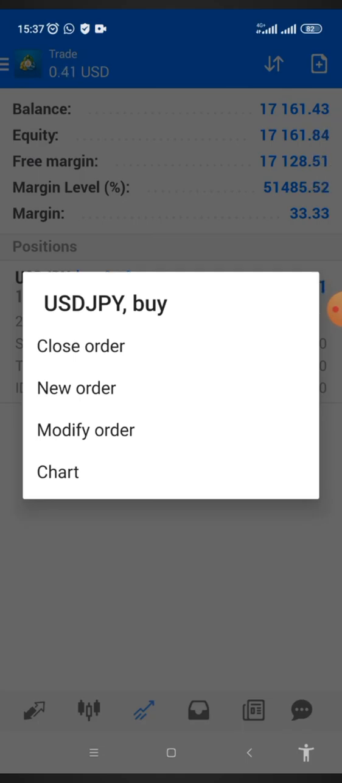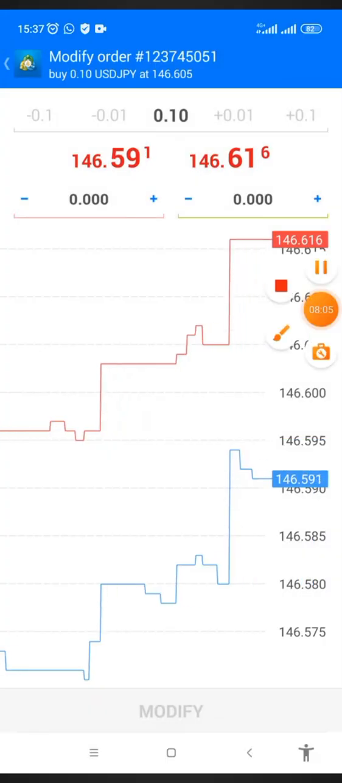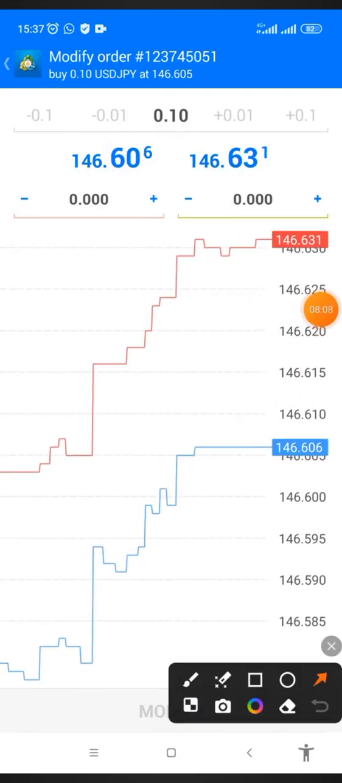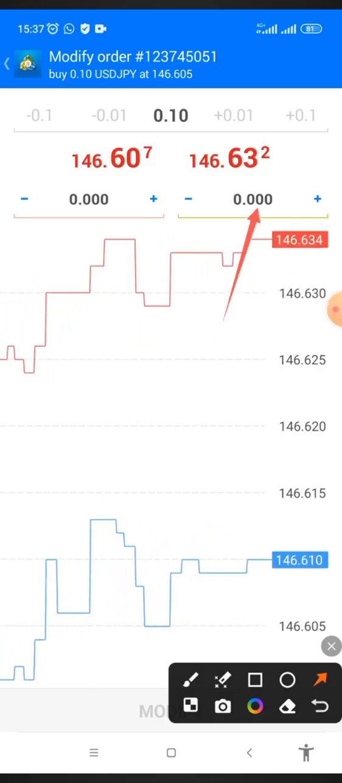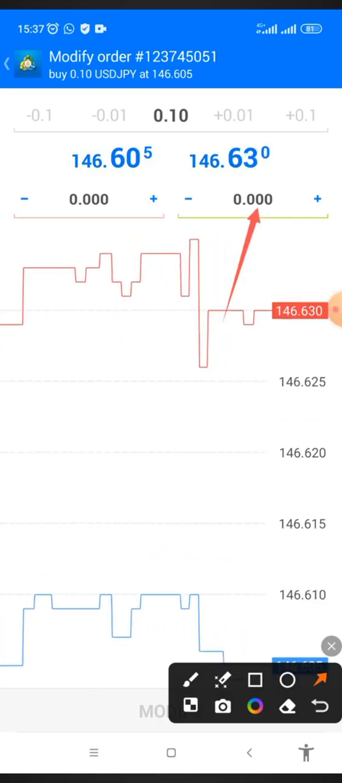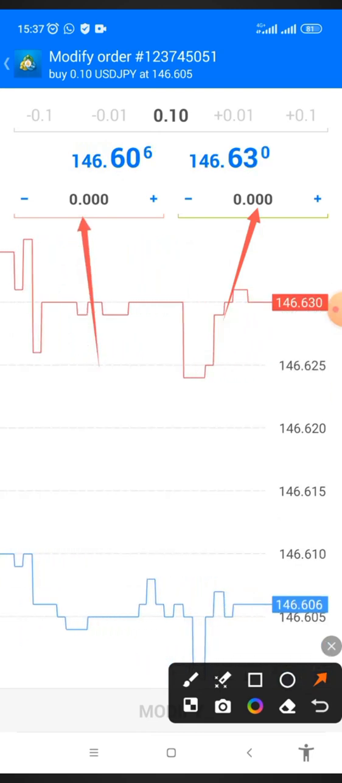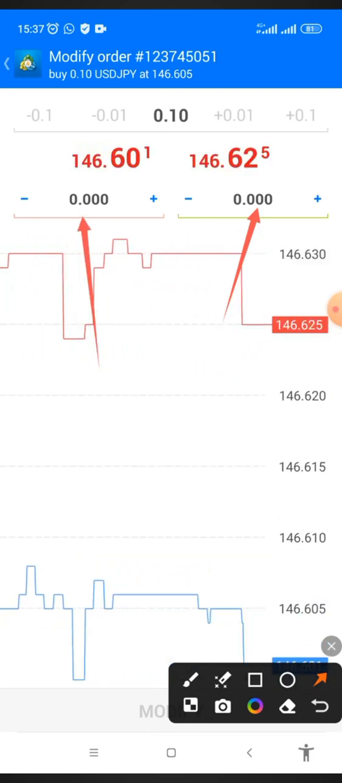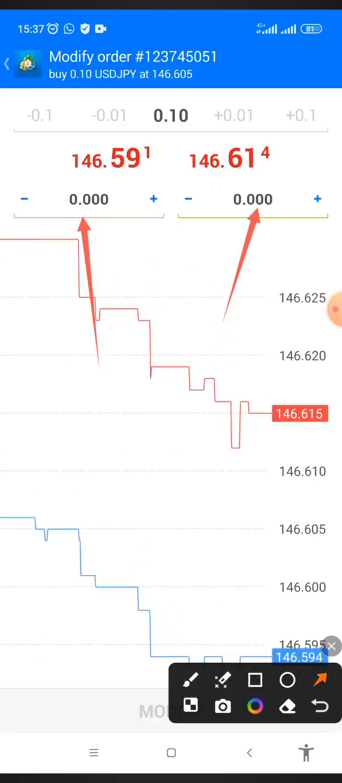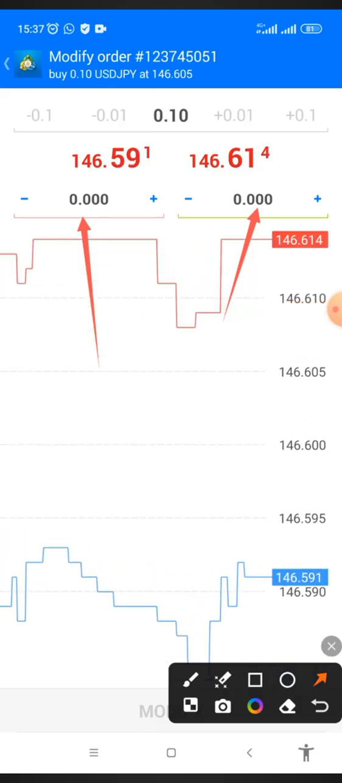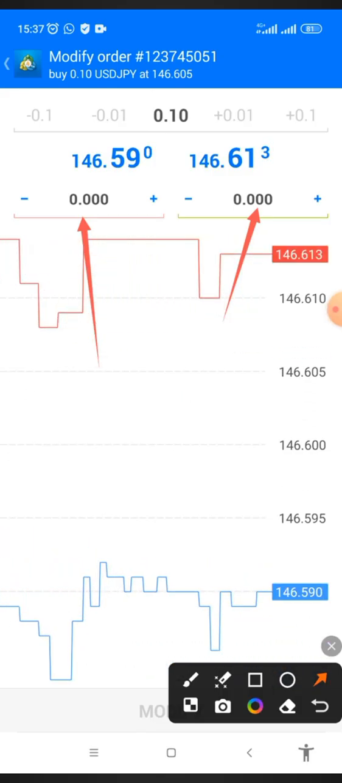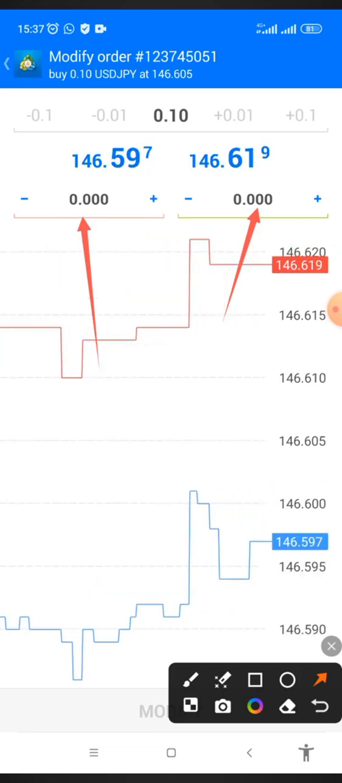So in this case, you want to modify the trade that you have taken by inputting the take profit. So you go to modify order. When you come to modify order, this is where you put in the take profit that you want to use. The right side, which has a green line, is for take profit. The left side, which has a red line, is for your stop loss. Take note. The right side is for your take profit, the left side is for your stop loss.